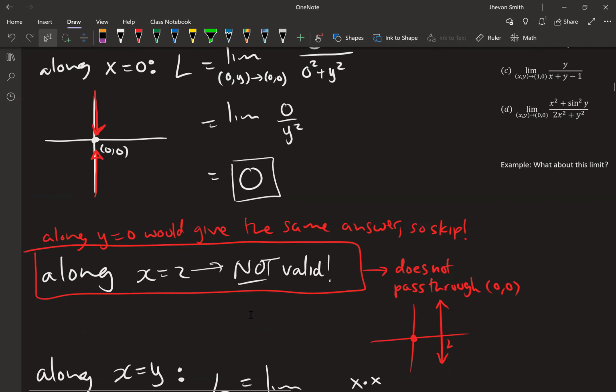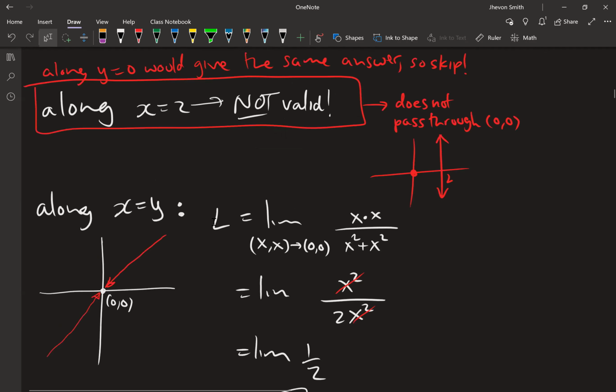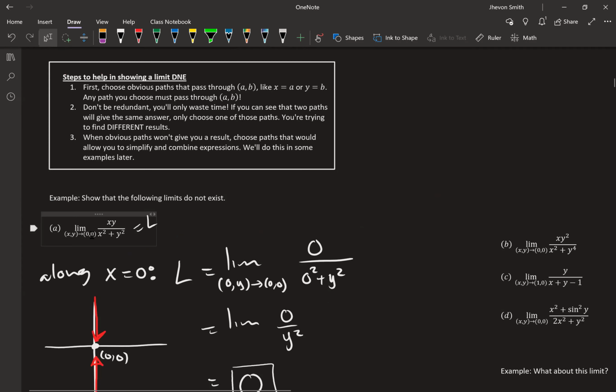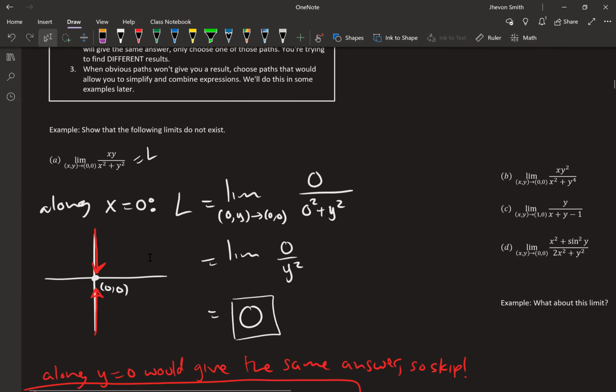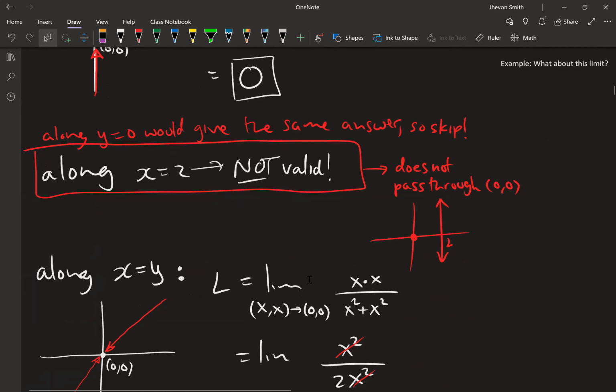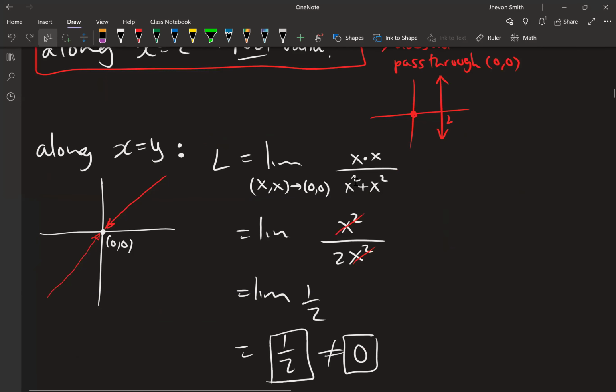Choose 2 paths that give you a different answer. One, the obvious path. Choose x equals a constant or y equals a constant that passes through the point. 2, a path that allows you to combine terms. Choosing x equals y allows me to get an x squared plus an x squared in the denominator. I can combine those into 2x squared. That allows me to cancel stuff and get another number. So that's a good path.